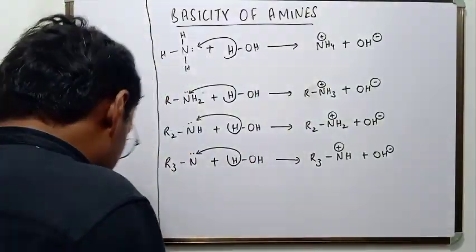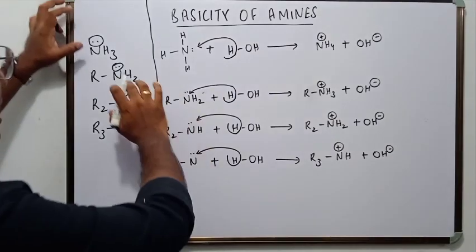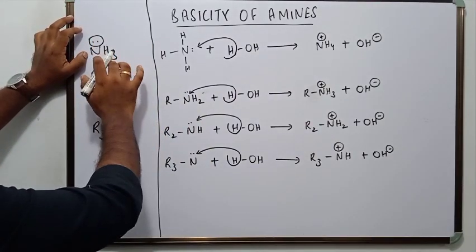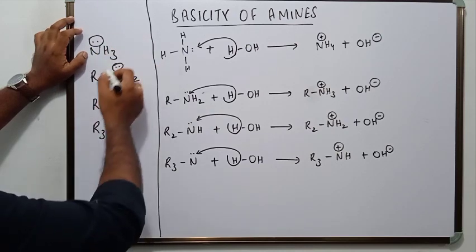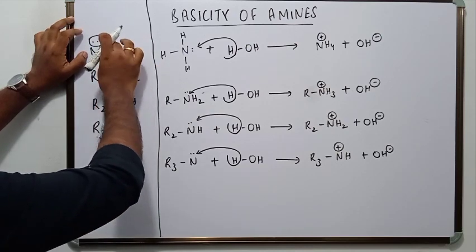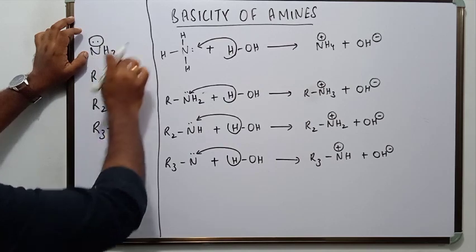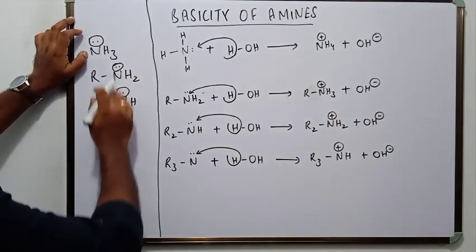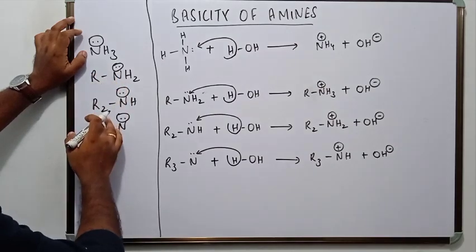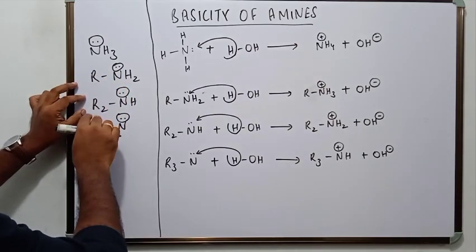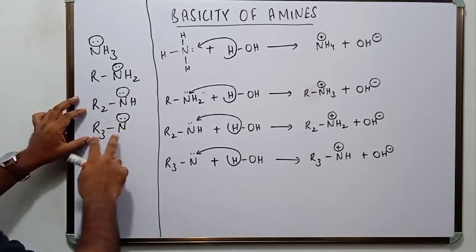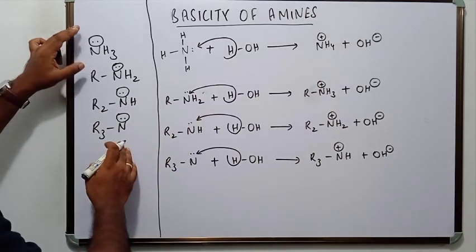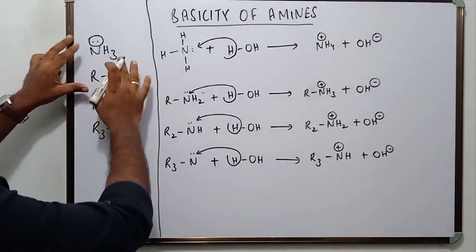Amines are basic in nature. Amines are actually derivatives of ammonia. If hydrogen is replaced by alkyl groups, it will lead to amine. If one H is replaced, it will lead to primary amine. If 2H is replaced with alkyl group, it will lead to secondary, and if 3H is replaced, it will lead to a tertiary amine. So amines are actually derivatives of ammonia.